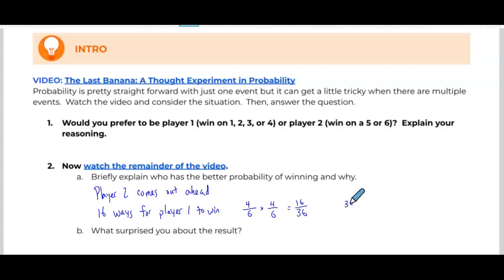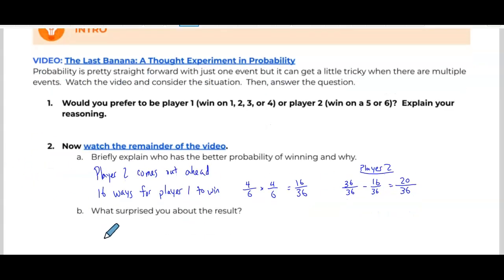And then if you do all 36, or just one whole minus the 16/36, that's going to give you 20 out of 36. So this is all player 2's calculation. Player 2 is going to come out ahead by 4 wins. So what surprised you about the result? Well, that's up to you to decide. If you picked player 1 and player 2 comes out better, then maybe there was something that surprised you about it. So just put something there that was a surprising result for this situation.